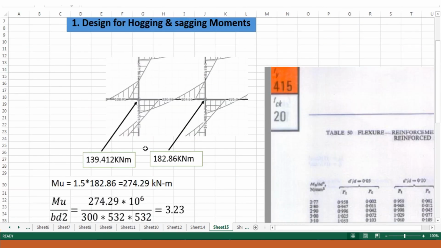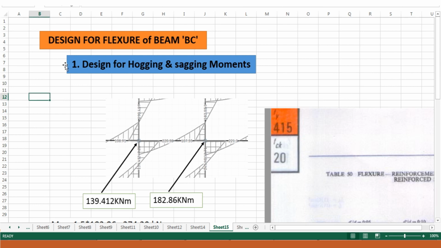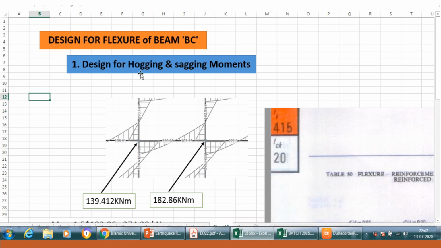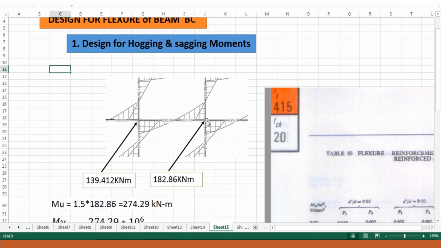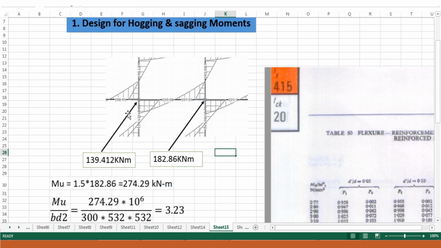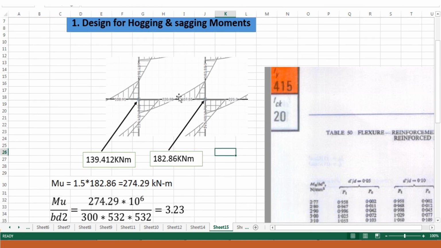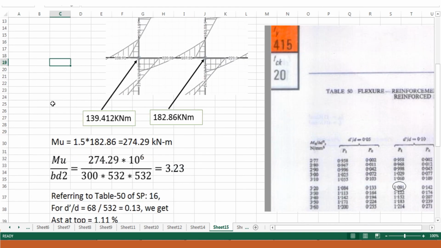Next, we have to design this beam for flexure of beam BC. Here we had to design it for hogging and sagging moments. This is the beam that we know, this is BC. Here the moment is 139.412, here the moment is 182.86, and at the center somewhere there might be some amount of moment, and there may be a counterflexure point at some other point.